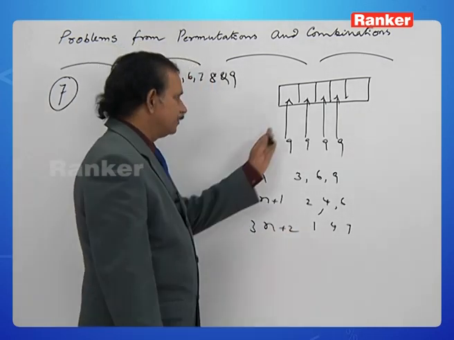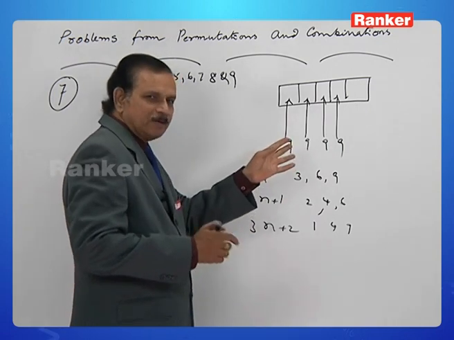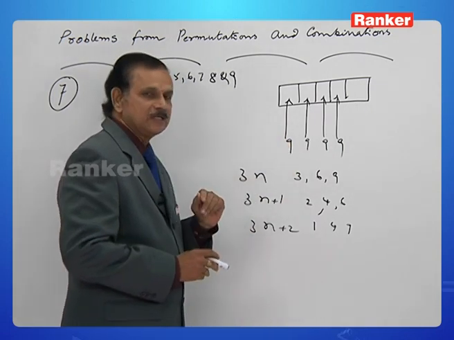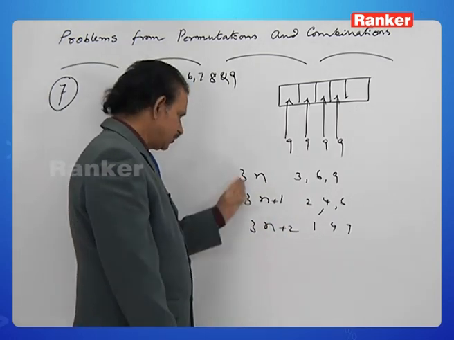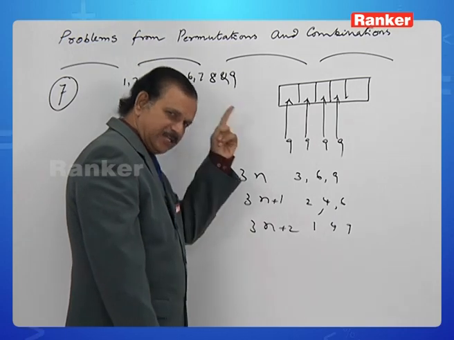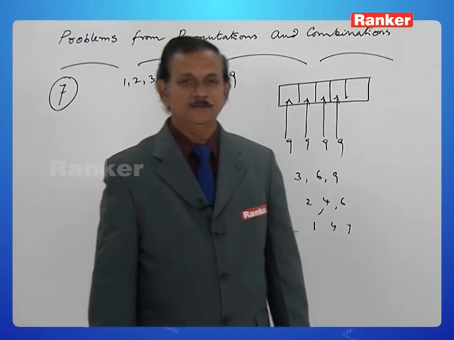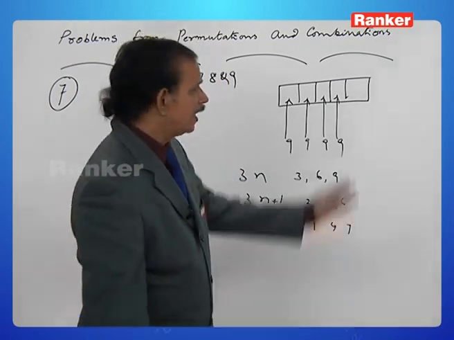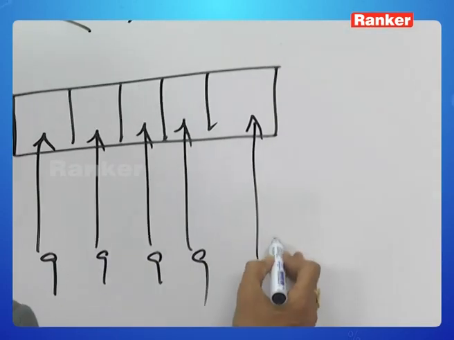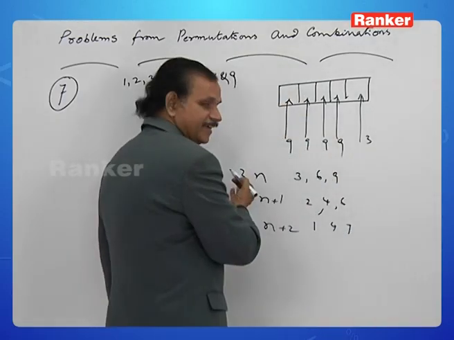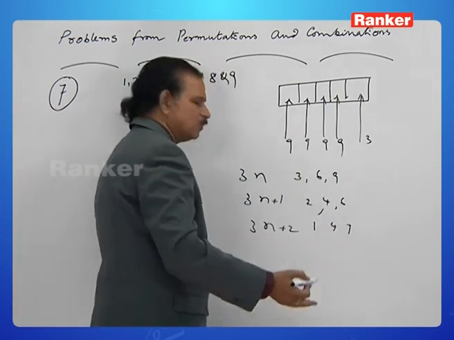So this sum of the digits which have been placed in the 4 places may fall in one of the cases only, either this or this or this. Only one and only one of these 3 cases happens. In any of the cases, the last place could be filled in how many ways? 3 ways only. If this is the case, 3, 6, 9. If this is the case, 2, 4, 6. If this is the case, 1, 4, 7. Like that.